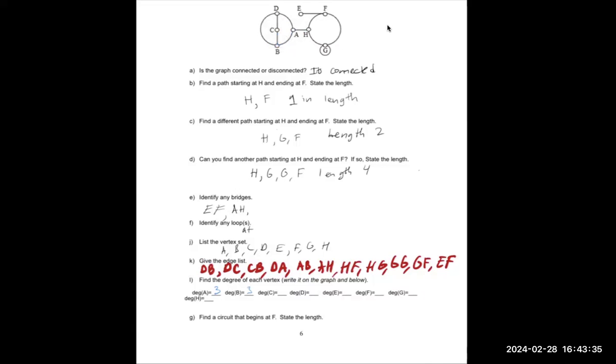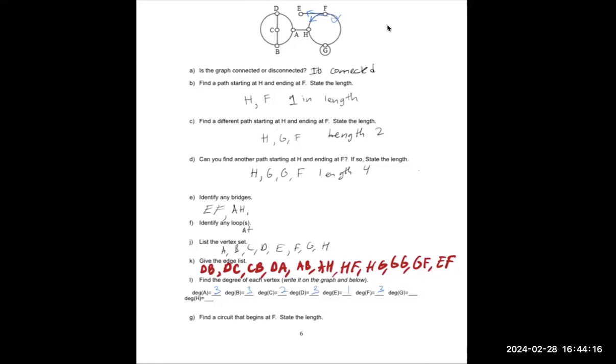Okay, and then vertice C, it's up or down, so it's 2. Then D, it's to the right, down, or to the left, so it's 3. E is, I could just go to the right, so it's just 1. F is 1, 2, 3.